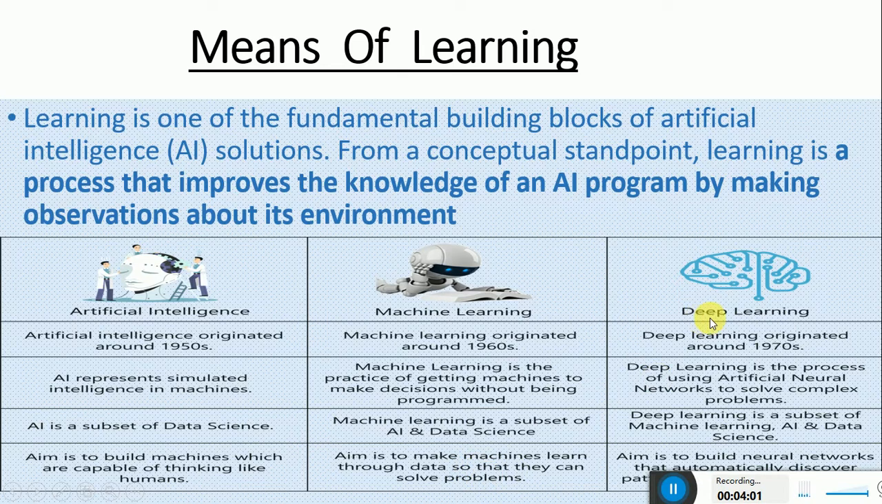And third is deep learning. Deep learning emerged around the 1970s. Deep learning is the process of using artificial neural networks to solve complex problems. Deep learning is a subset of machine learning, AI and data science. So it is very useful.